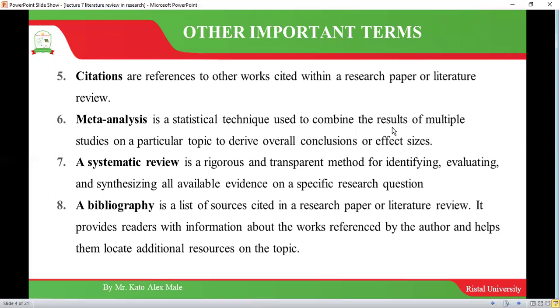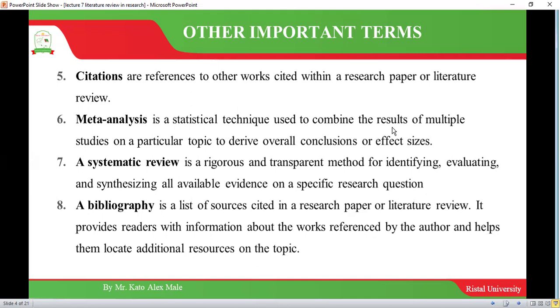Then a meta-analysis as a term is a statistical technique used to combine the results of multiple studies on a particular topic to derive overall conclusions or effect sizes. Meta-analysis, like that technique, we use it in statistics, and you're trying to do this review on very many studies. You understand? You have one topic, hypertension.